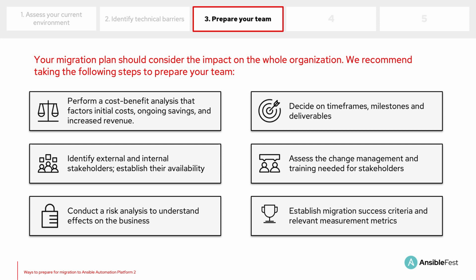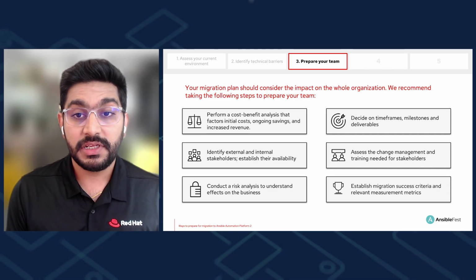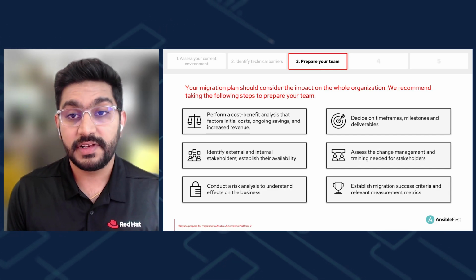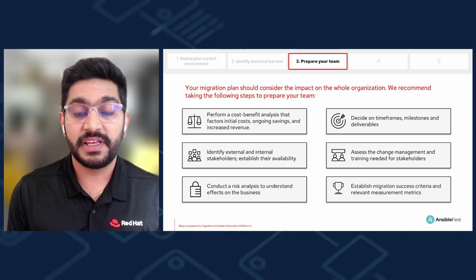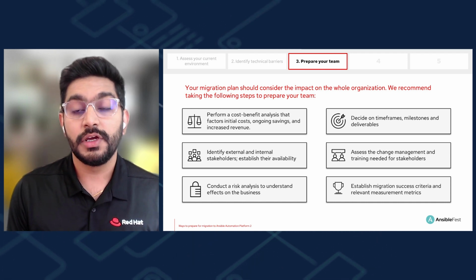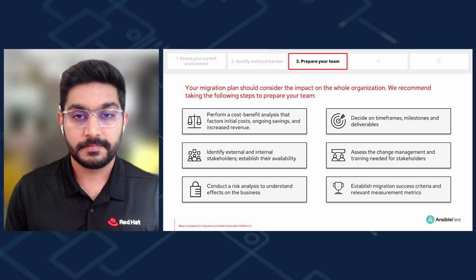Conduct a risk analysis to understand effects on the business. Decide on time frame, milestones, and deliverables. Assess the change management and training needed for stakeholders. This training can be training on using new tools like Ansible Builder for execution environment building, and the change from Ansible Playbook CLI to using Ansible Navigator.